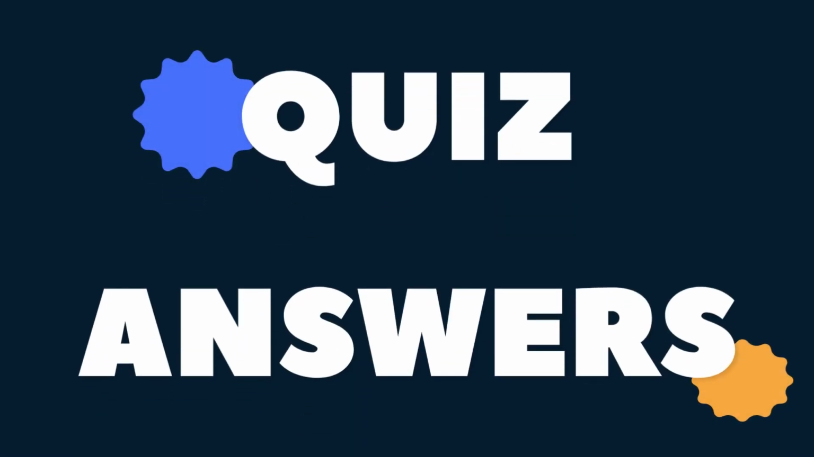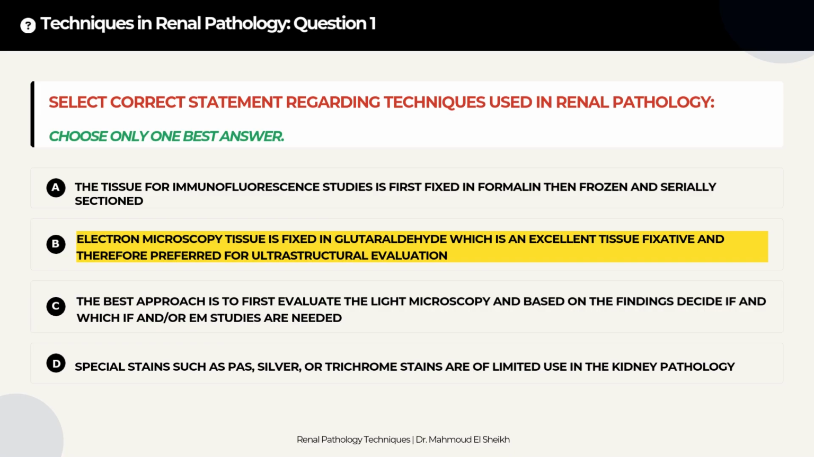Going to our quiz answers, the answer for this question was B. For electron microscopy, tissue is fixed in glutaraldehyde, which is an excellent tissue fixative and therefore preferred for ultrastructural evaluation. We should know that it's toxic and penetrates tissue slowly, so formalin is preferred for routine tissue fixation for light microscopy. Tissue for immunofluorescence studies is not fixed, and can be immediately frozen and sectioned or placed in Zeus or Mitchell's medium for better preservation if it can't be frozen right away.